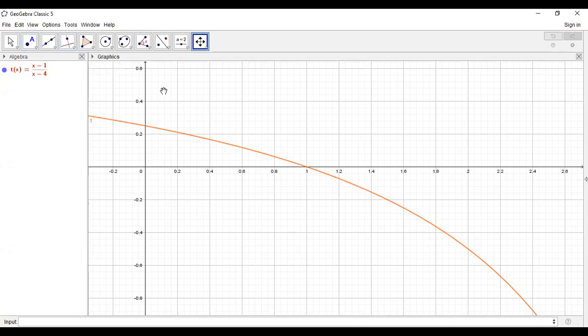Ito yan siya, 1. Kaya dito, nag-meet sa x-axis. Kaya x-intercept is equal to 1. Okay? Ito na yung A natin. A is equal to 1. Dito naman, 0.25 yan, di ba? Yun yung value ng 1/4.